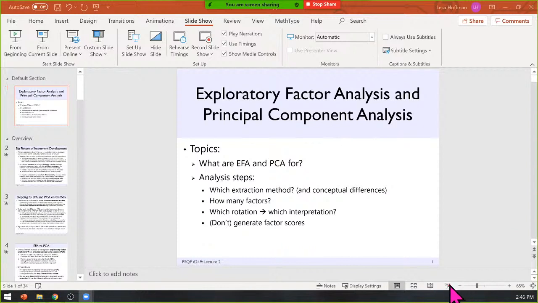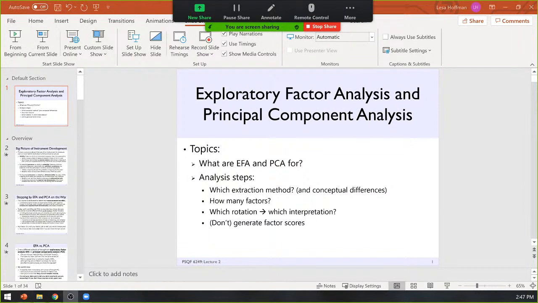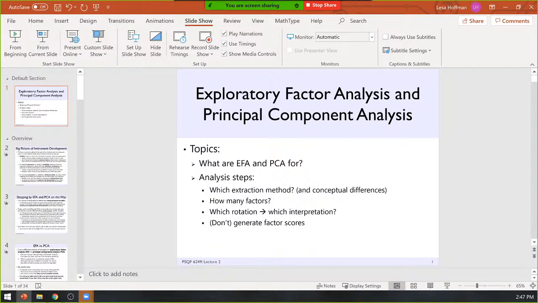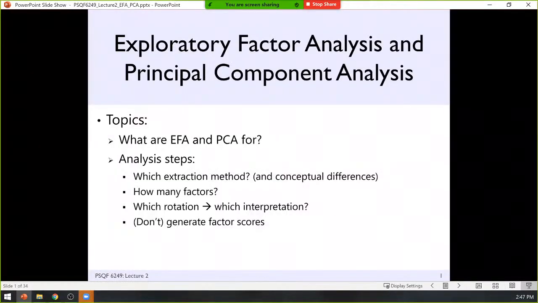So here we go. All right, EFA, PCA, what are they for? And this comes back to formative versus reflective, by the way. So this is all circling back to that distinction because these two techniques are very similar, but they're for different purposes. So, all right, hopefully the internet is going to cooperate with all of us. Can you all see this still? Am I still sharing? Good.